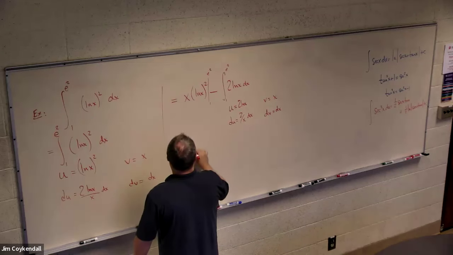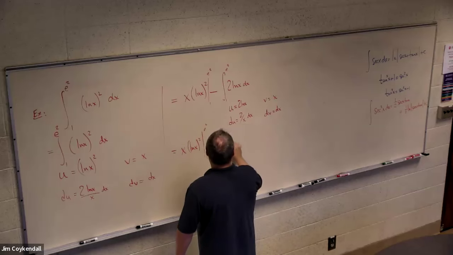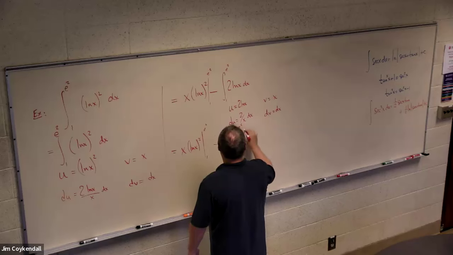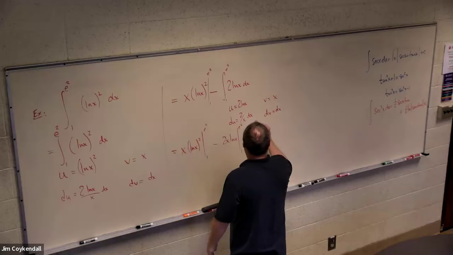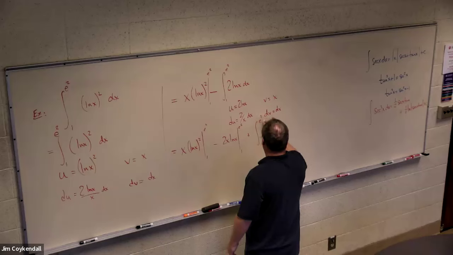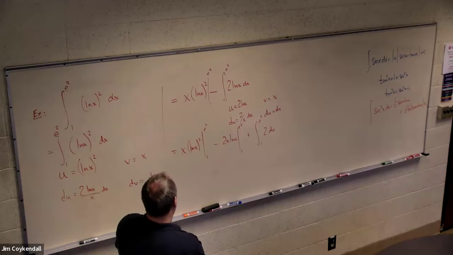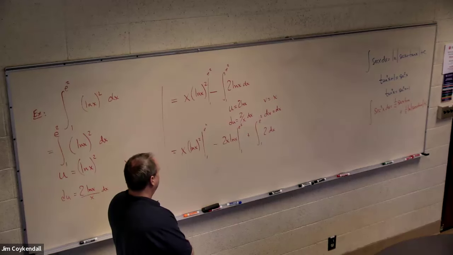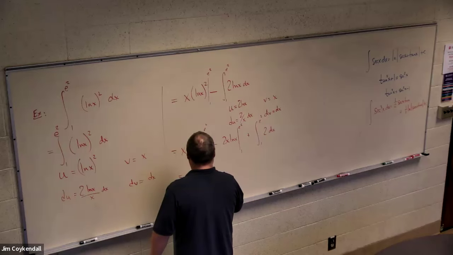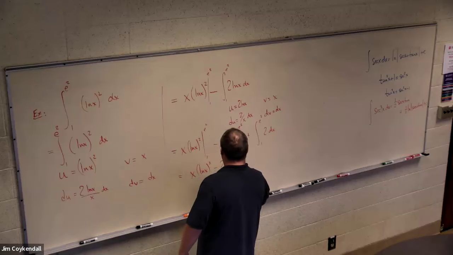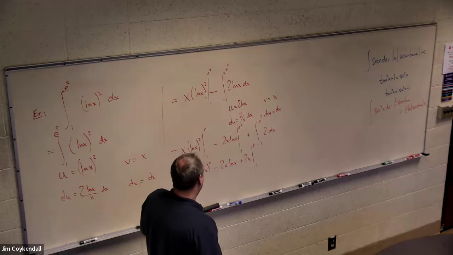So this is x log x squared, minus 2x log x, and minus the cross it, but plus 2. Okay, any questions on that? Okay. So finally, what I get is x log x squared minus 2x log x plus 2x, all evaluated from 1 to e squared.